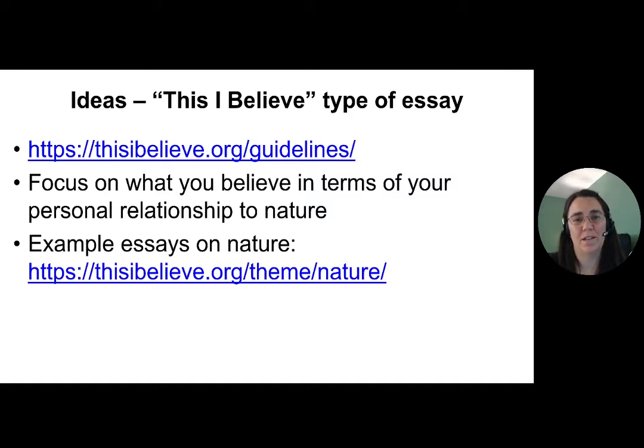So you can go to thisibelieve.org/theme/nature to see some examples of essays on nature to give you some ideas.